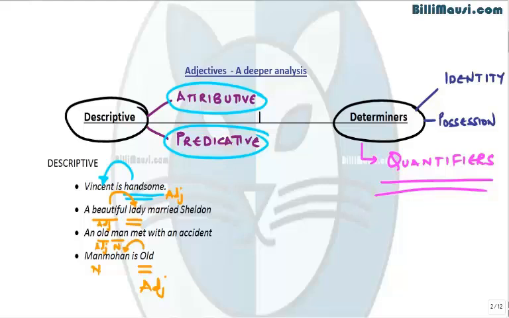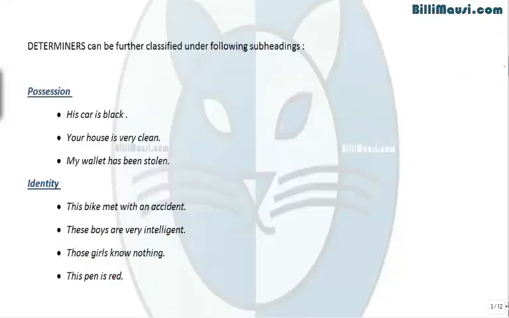Determiners can be of 3 types: of identity, possession and quantity. When we talk of determiners of possession, we often talk of something which is possessed by somebody. For example, let's see, his car is black. In this case, his is the determiner which is restricting the possession of car. Whose car is it? It is his car. So his is modifying car. Whose car? His car. So his is acting as a determiner of possession.